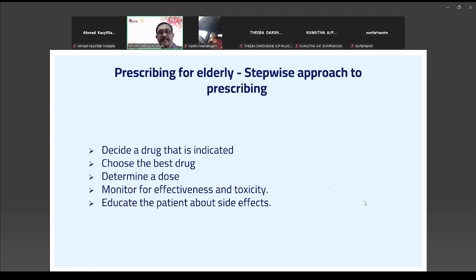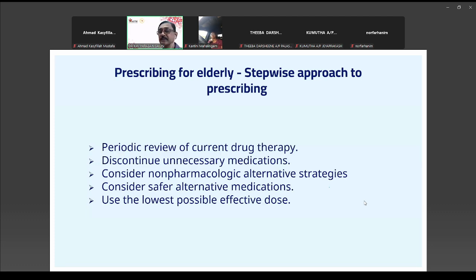Decide if a drug is indicated, choose the best drug, determine the dose, monitor for effectiveness and toxicity, and educate. So you have to prescribe, you have to continue with the medication. So this patient has been on this medicine for about 6 months and then comes to see you, Dr. Sui Ya Wen. What are you going to do? How are you going to do the periodic review? What medications are you going to discontinue? What are the non-pharmacological alternatives? And what are the safer alternatives?